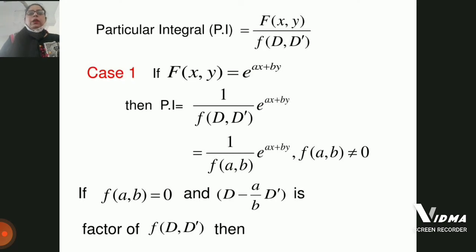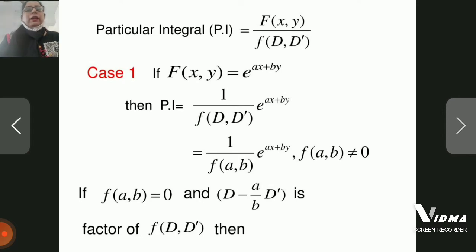For the particular integral we divide into cases. Case 1: when F(x,y) is of the form e^(ax+by), the particular integral is 1/f(D,D') e^(ax+by) = 1/f(a,b) e^(ax+by), and it is compulsory that f(a,b) should not be equal to 0. If f(a,b) = 0, then we take (D − (a/b)D') as a factor of f(D,D').